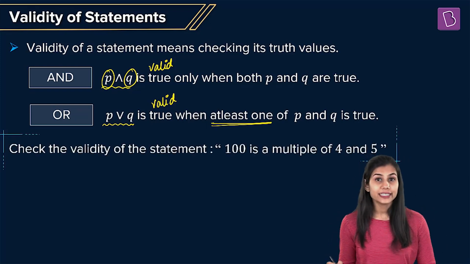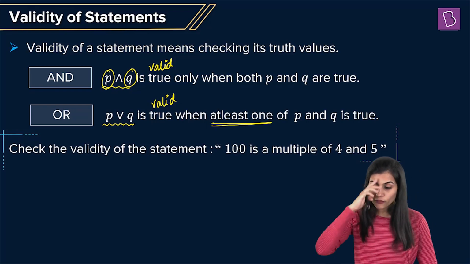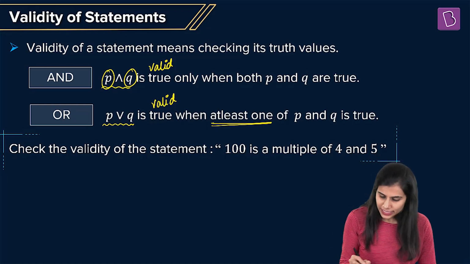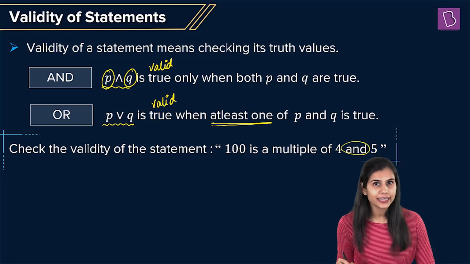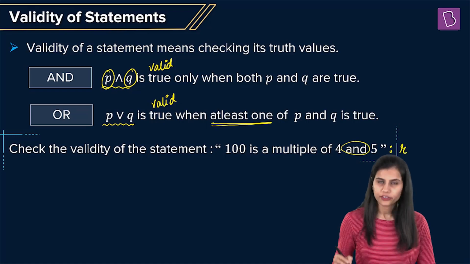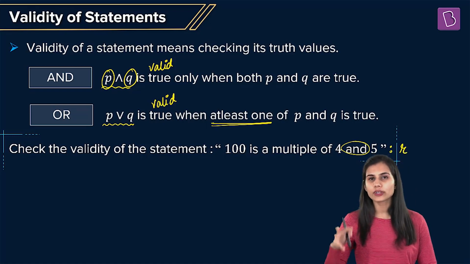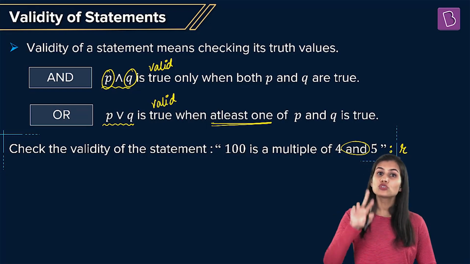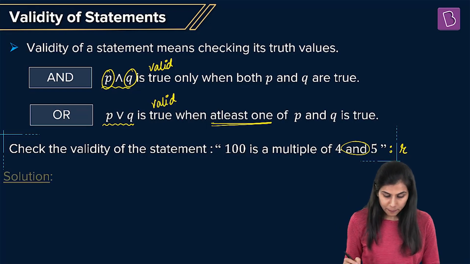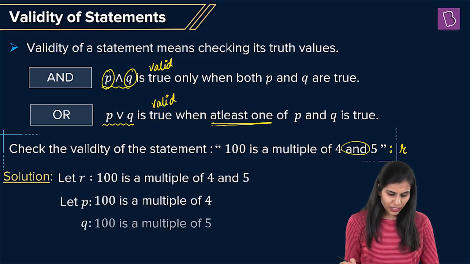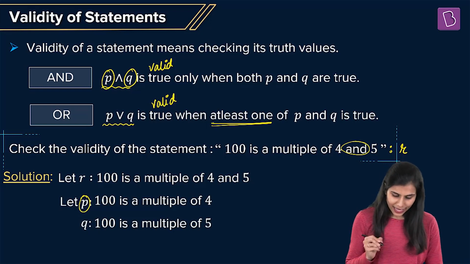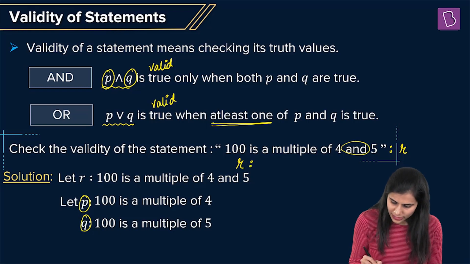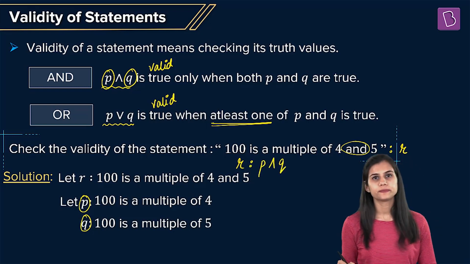It says check the validity of the statement 100 is a multiple of 4 and 5. I can clearly make out one thing, that this is a compound statement which is formed with the help of the and connective. Let me call this R. Okay, so the statement I'm denoting by the letter R. Then R is nothing but a conjunction statement whose two substatements or component statements are P and Q, which are 100 is a multiple of 4, that is P, and 100 is a multiple of 5, that is Q. So R is nothing but P conjunction Q.